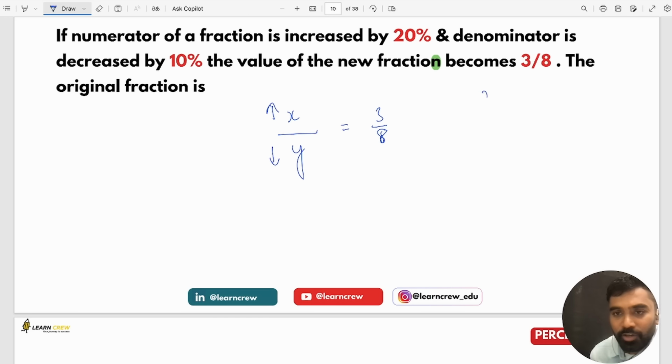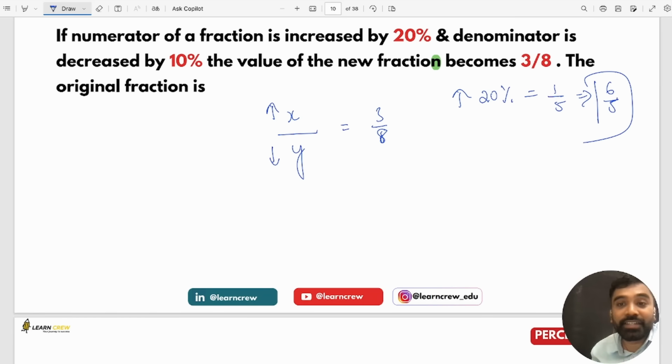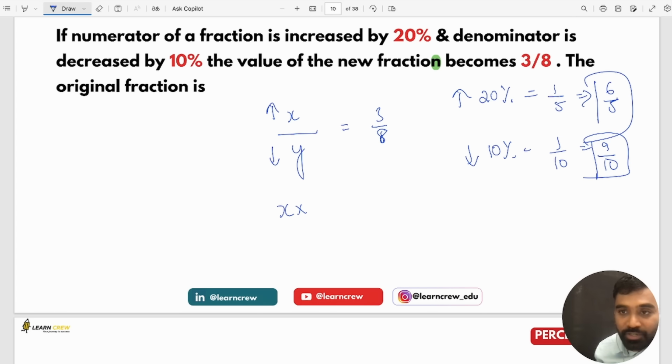What is the meaning of percentage increase? 20% is represented as 1/5. Percentage increase means it becomes 5+1, that is 6/5. Percentage decrease means 1/10 is the value here, so 10-1 becomes 9/10. So the numerator is increased by 20%, it means x into 6/5, divided by y into 9/10. That is equivalent to 3/8.